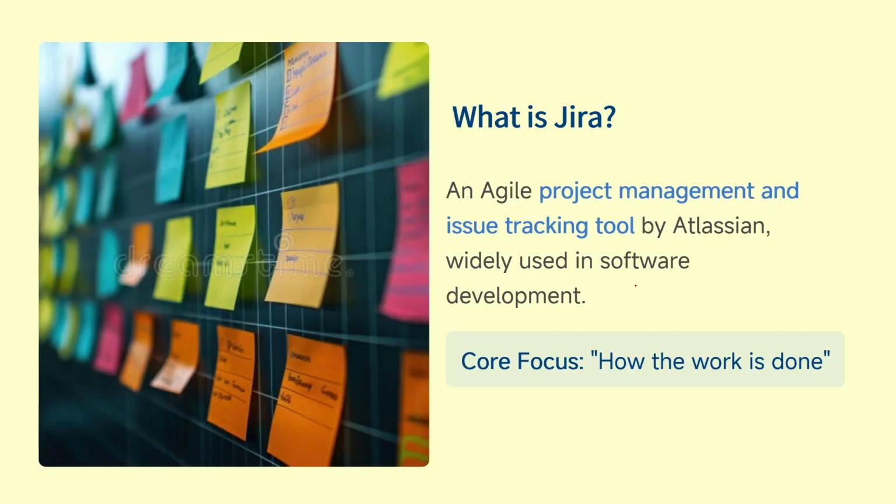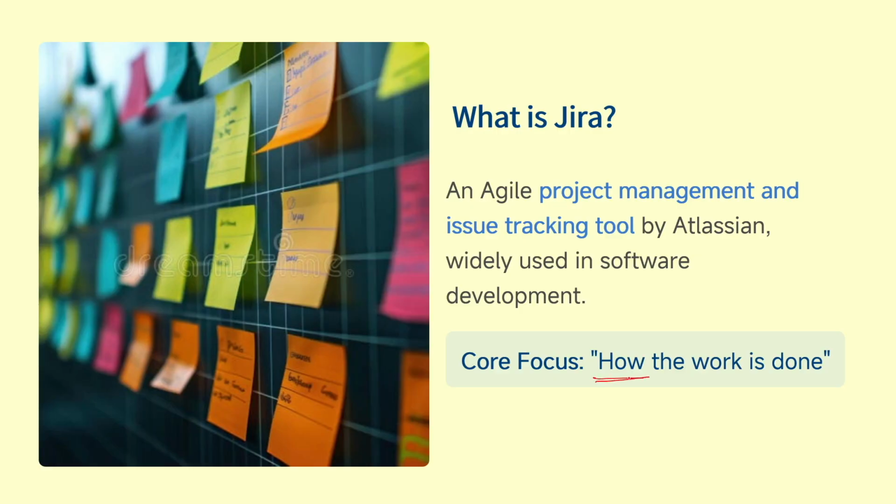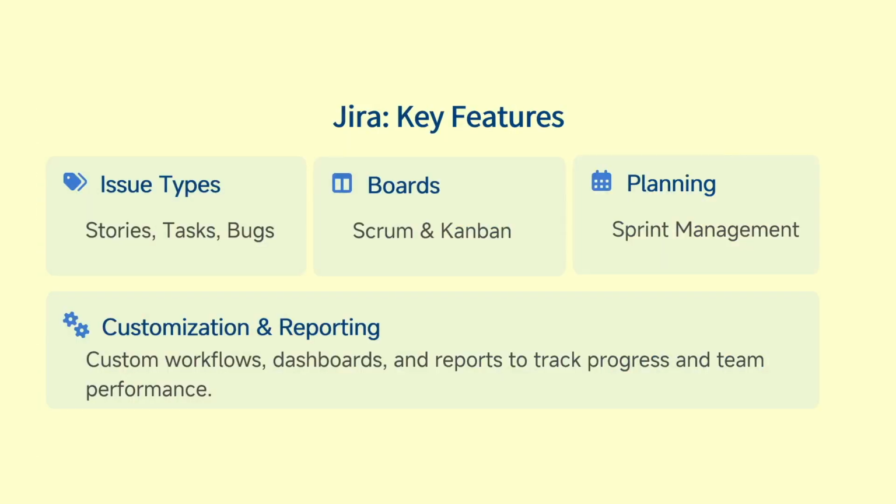So that was the initial starting of these tools, but later it became an entire project management and issue tracking tool. The main focus, like what we have learned in Jama, which is the what, here it is the how. So how exactly the work is being done. The key feature here is that there are 3 issue types: story, task and bugs.